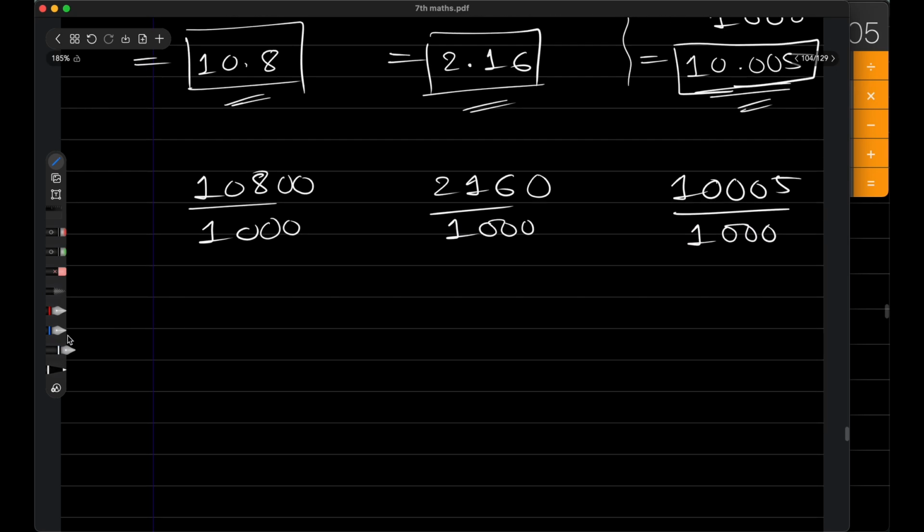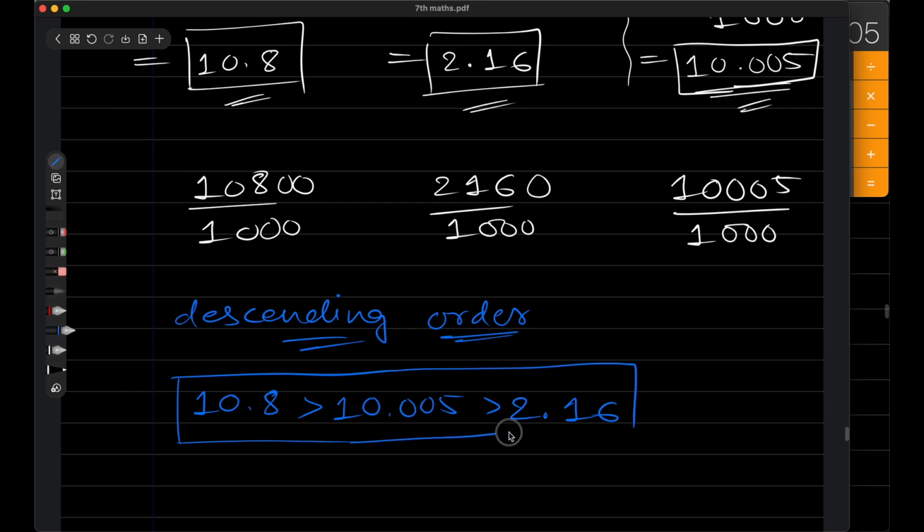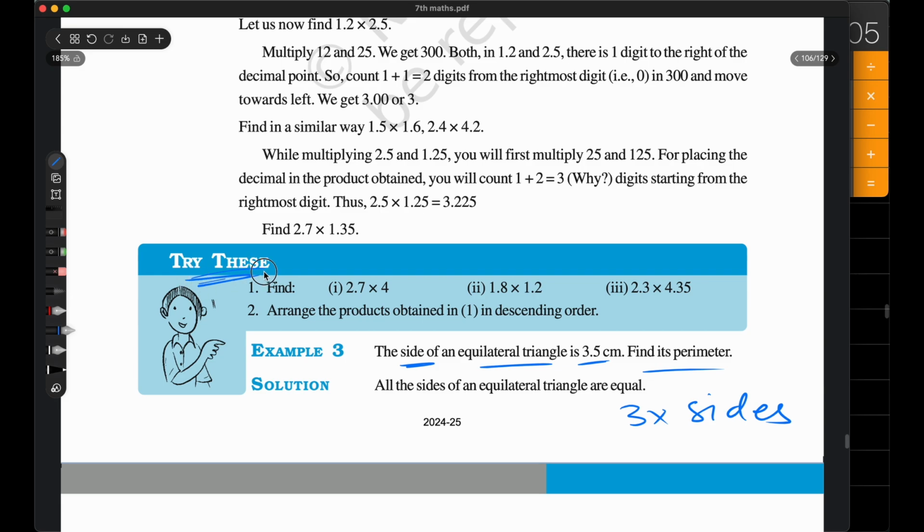So we have highest is 10,800, then we have 10,005, and on the third position we have 2160. So if we write in descending order, that is highest first, we have highest 10,800, that is 10.8 is highest, then we have 10,005, that is 10.005, and at last we have 2160, that is 2.16. We have solved this example, that is try this.